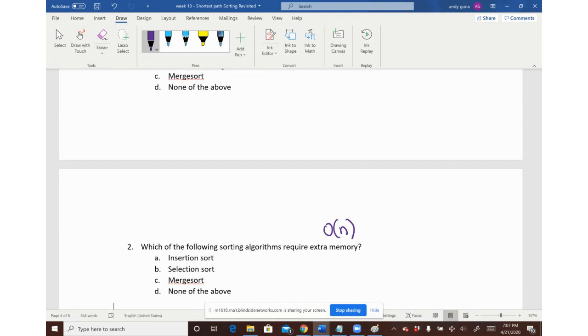Okay, so the correct answer is merge sort, answer C. If you picked answer C, that's good. I think most people did pick answer C. Merge sort requires the auxiliary array because we have to merge two sorted arrays into one, and that needs this extra array. Both insertion and selection sort don't need any extra memory, other than just an extra variable.